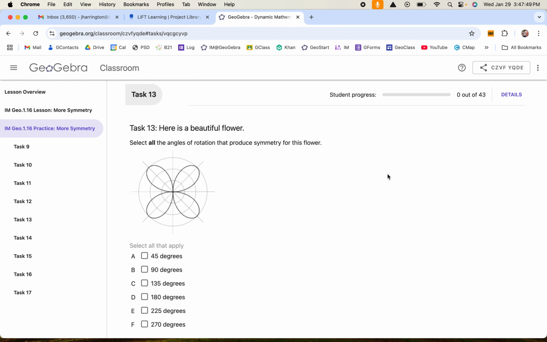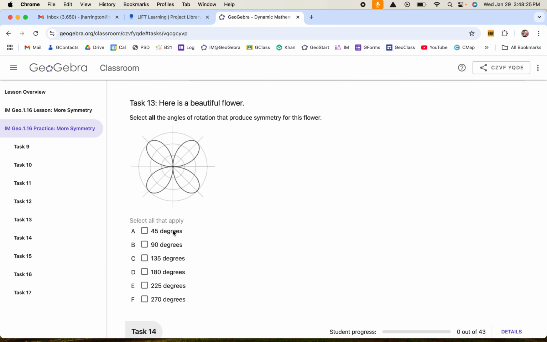Task 3. Here is a beautiful flower. Okay, yeah, looks more like a four-leaf clover-ish sort of thing, but not really. Anyway, select all the angles of rotation that produce symmetry for this flower, right? This is a four-petaled flower, and we want to look at how far we have to rotate this before it clicks in. And if I rotate it, it's not just the first time, but how many total degrees I've rotated it. So which ones work? Okay.